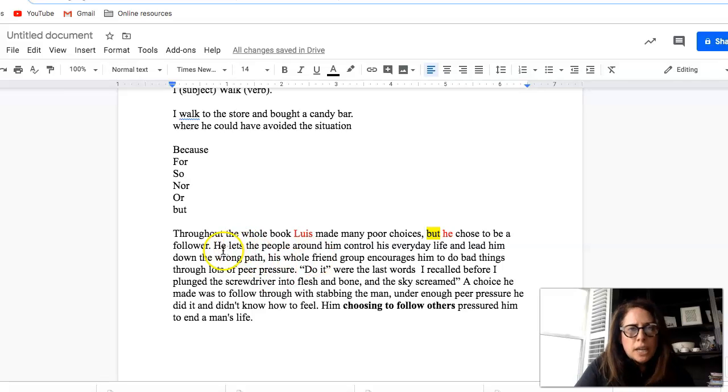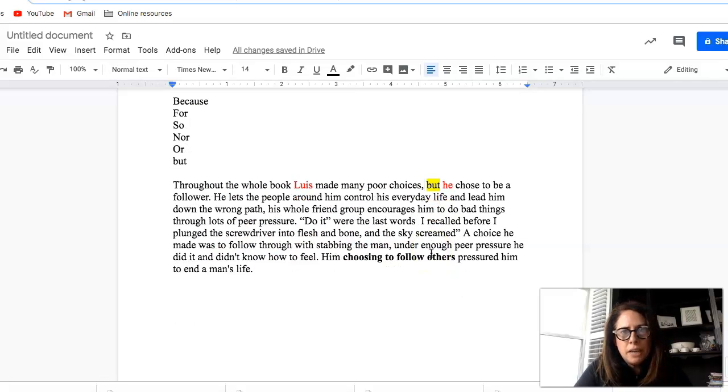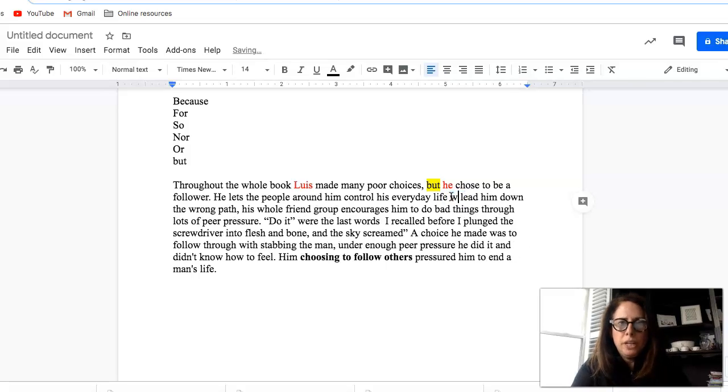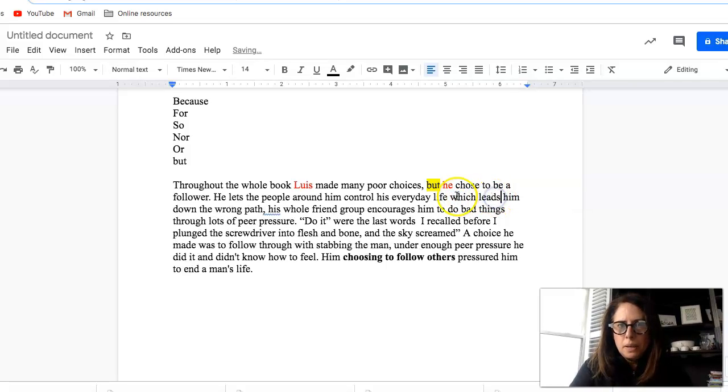Let's see if we see another one. He lets people around him control his everyday life and lead him down the wrong path. Okay. So I do see an and, I do see a connecting word. I notice that the subject here, he, right, is doing something. He lets people around him control his everyday life and lead him down the wrong path. So we don't need it because there's not, technically this is not, it should be which leads him, right?